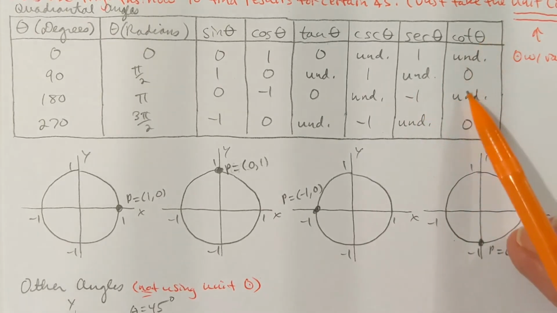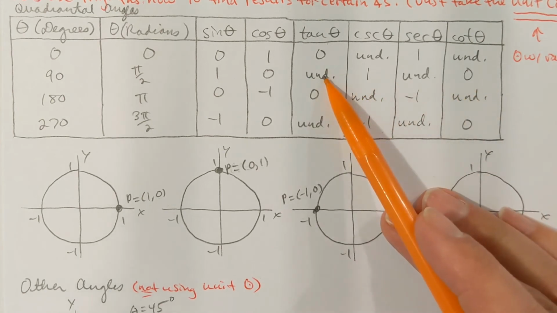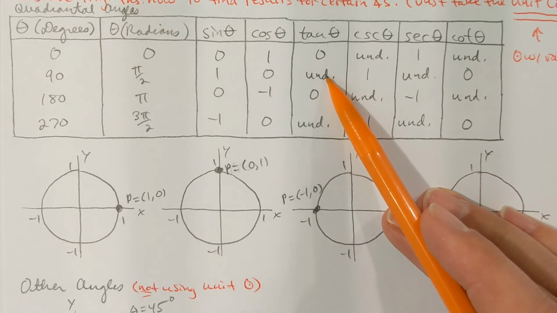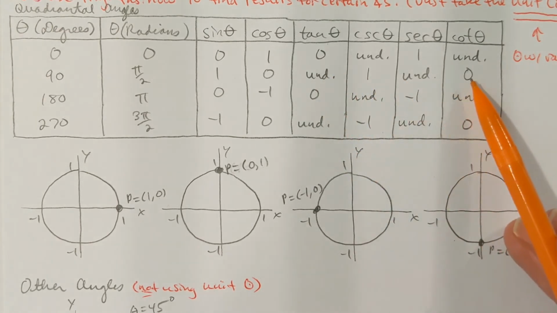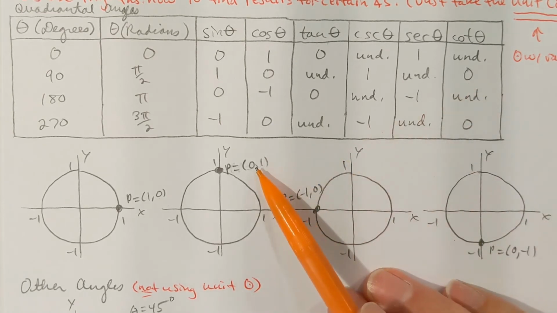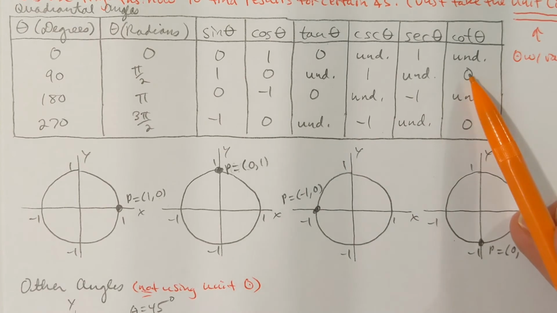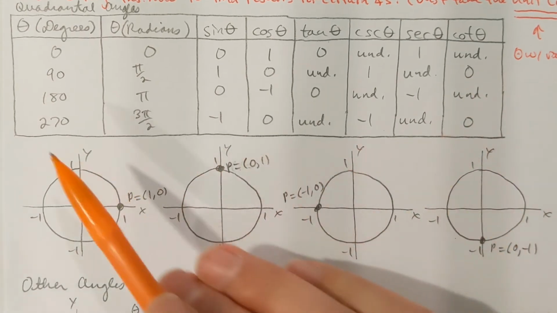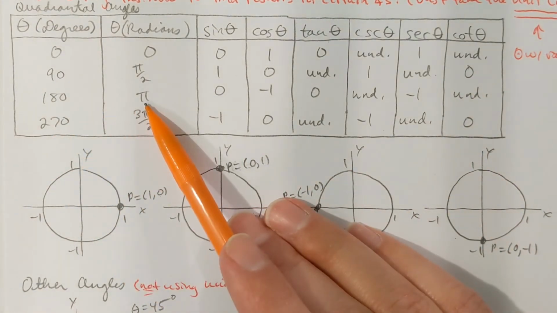Cotangent of 90 degrees would be the reciprocal of tangent of 90 degrees. Now tangent of 90 degrees is undefined because we know we can't divide by 0. 0 would be in the numerator. When you calculate cotangent of 90 degrees, it'd be x over y. X is 0, y is 1. 0 over 1 is 0. Okay, and then move on to 180 degrees. That's the same as pi radians.